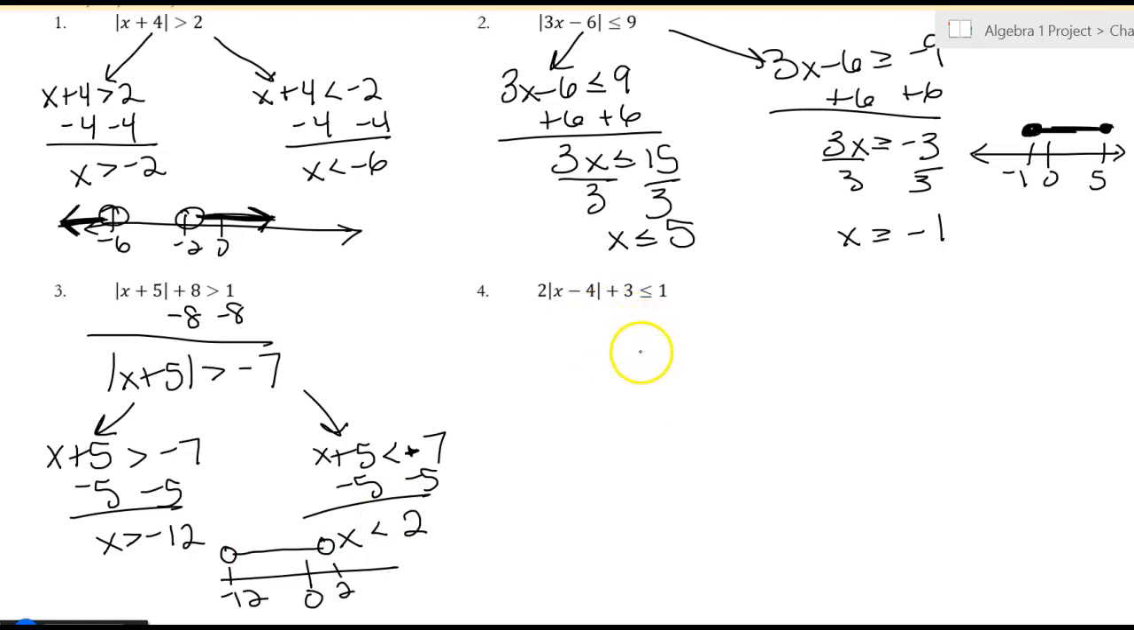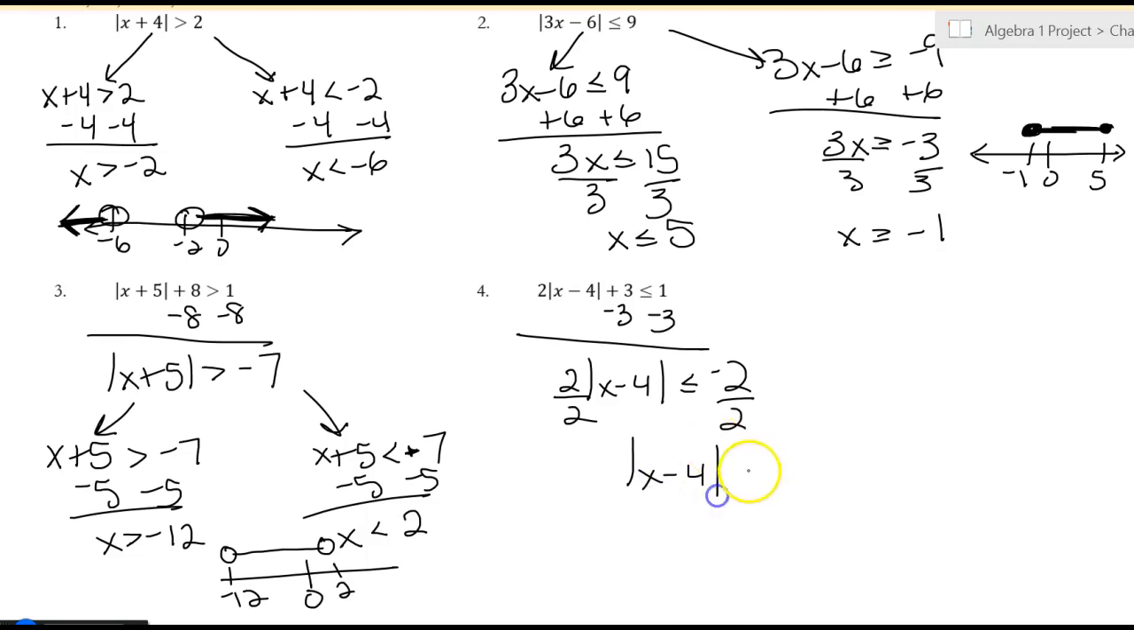Okay, last one. Figure out what you would get rid of first. Yep, you get rid of the plus 3 first by minusing 3. And then I'm going to divide by 2 on both sides. And I have a negative, but I have to check and see if it's okay, because some negatives are okay. And this one is saying the absolute value is less than a negative 1. Well, an absolute value can never be smaller than a negative number, so this is false. So this is a no solution.